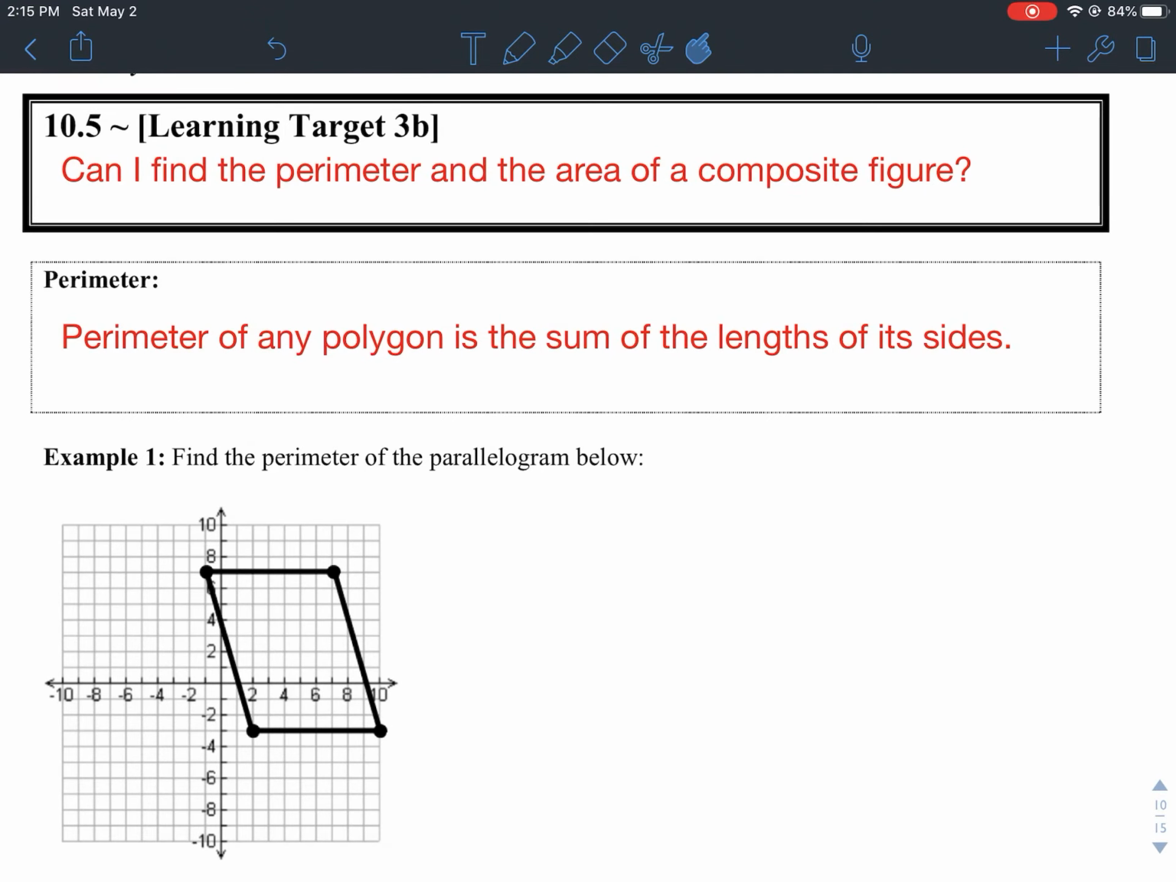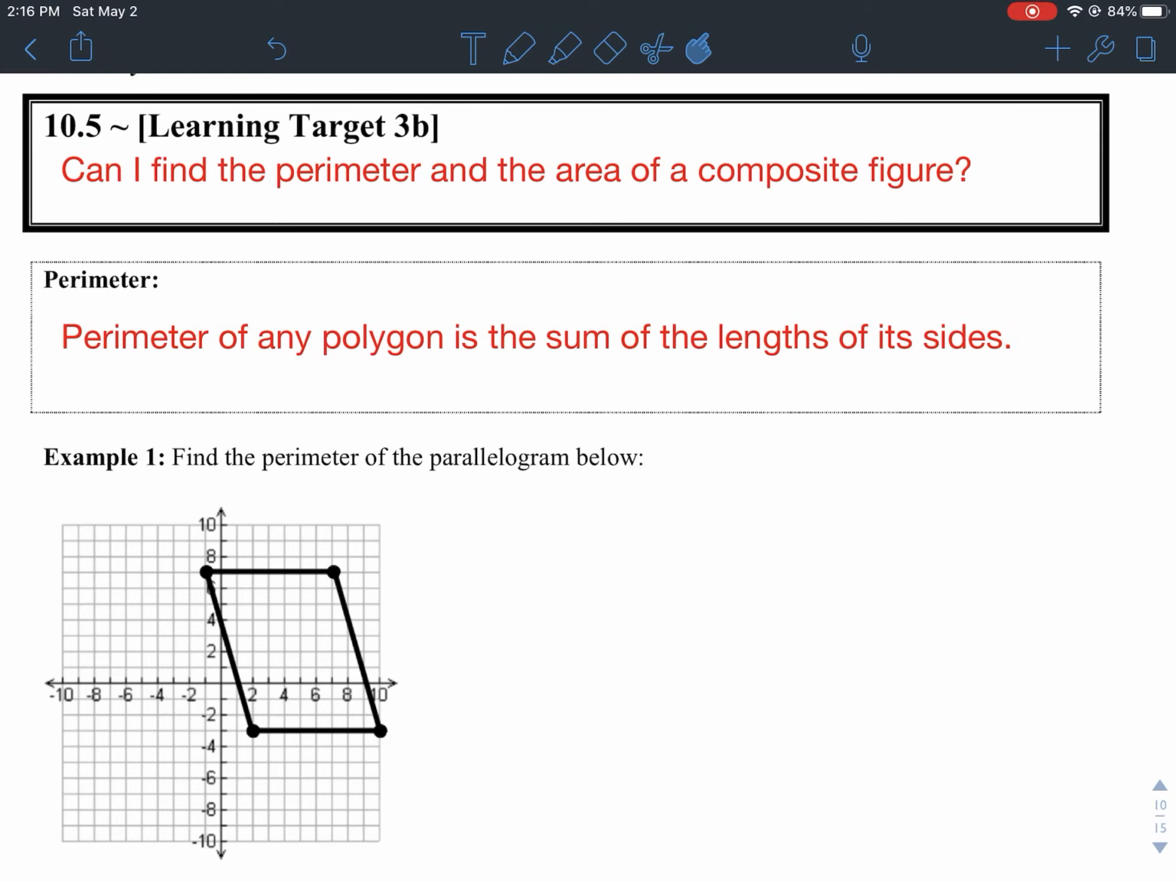Alright guys, Mr. E here on notes for 10-5, which is talking about area and perimeter of composite figures or shapes. We'll talk about what that means. The essential question for 10-5, I know on the Google Slides it says, how do I find the area of polygons? But for 10-5 it is, can I find the perimeter and area of a composite figure?